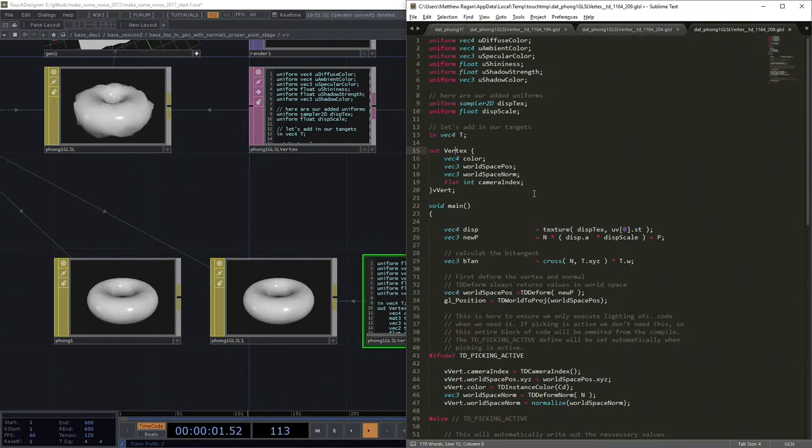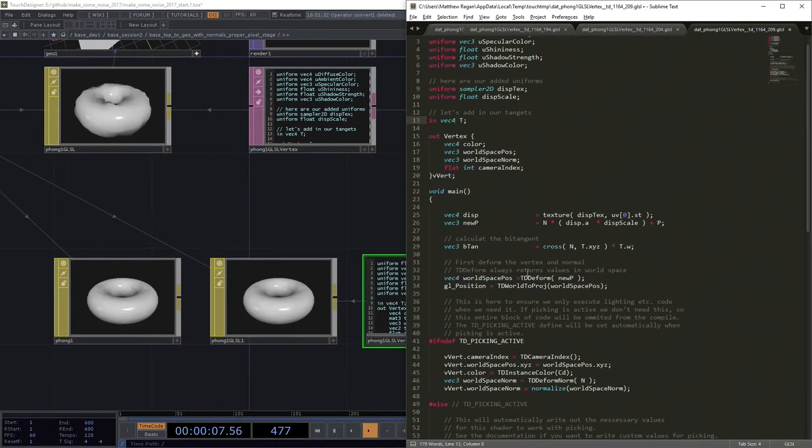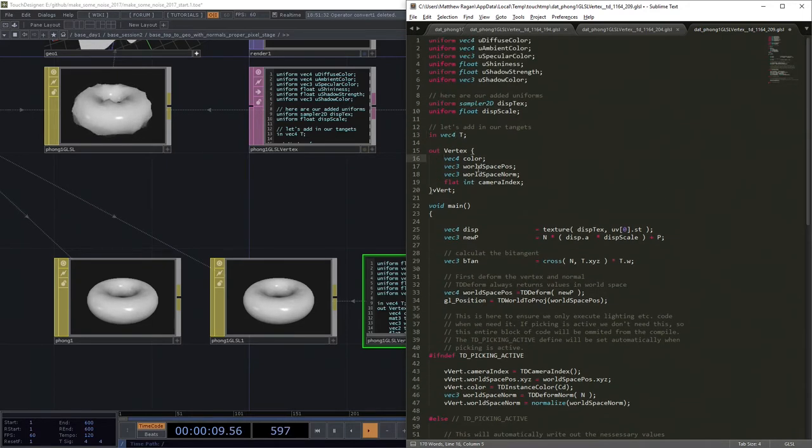Back to our vertex shader. Okay, so we've added T in here. We've got our B tangent here. Okay, so far so good. We actually need to add something here into our struct.